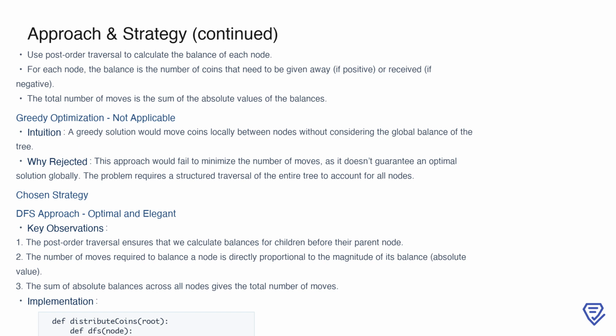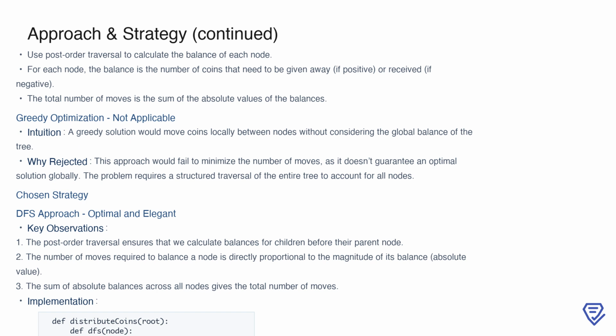In a greedy approach, we would consider local adjustments, moving coins between nodes without accounting for the global balance of the tree. However, this method fails to guarantee an optimal solution because it doesn't consider the overall structure of the tree. The problem requires a holistic view, which a structured traversal like DFS provides. Ultimately, the chosen strategy is the DFS method, and it stands out as both optimal and intuitive.